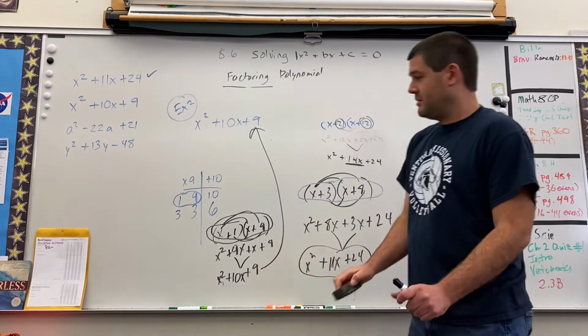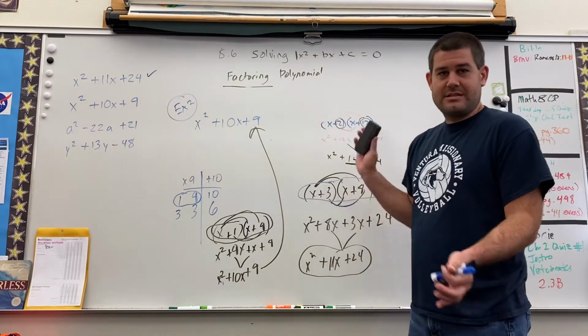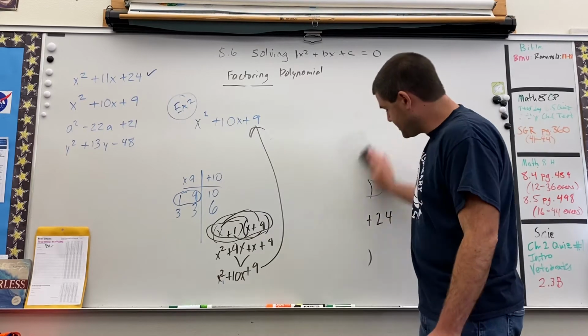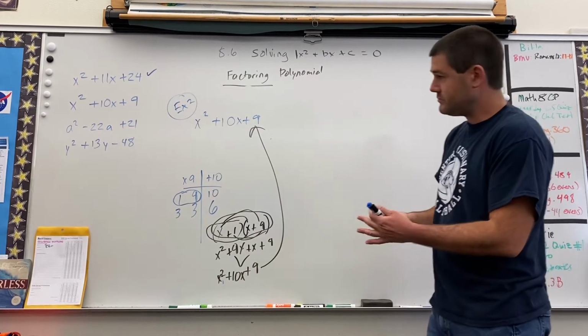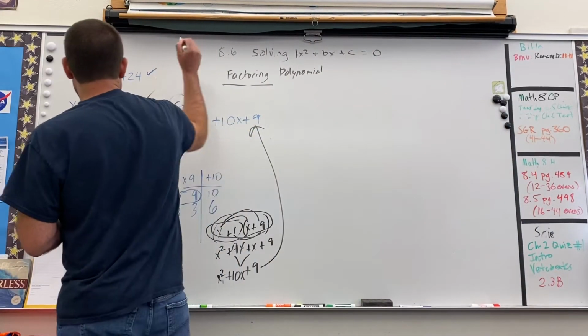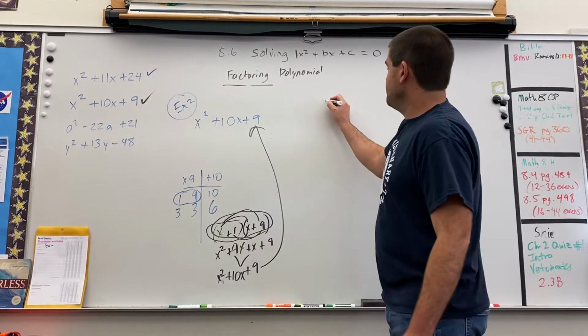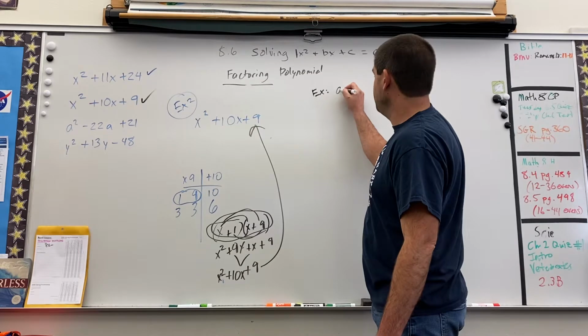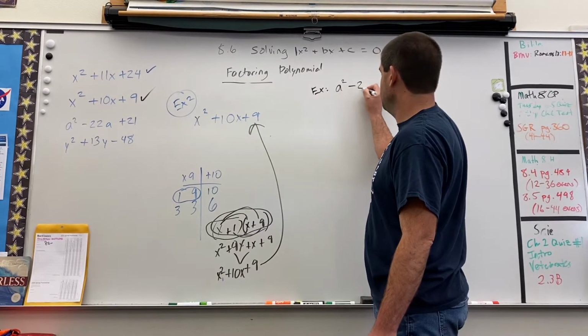Now, it's not always that easy. That is the easiest form that we have. Let's play with some negative numbers now. Okay, so we got this one done. Let's do example number 3. What happens if you have negative numbers?